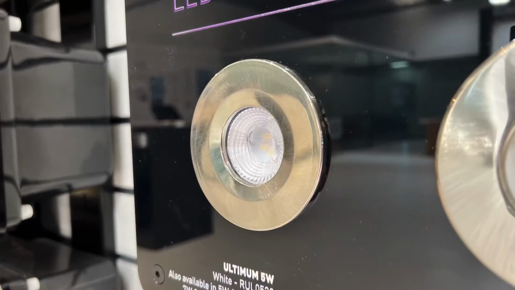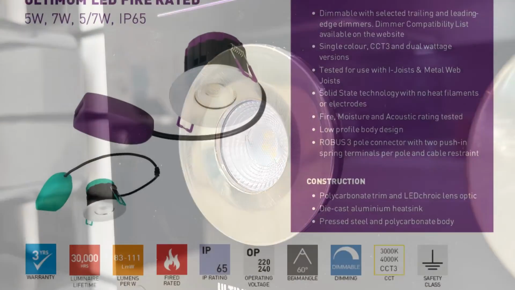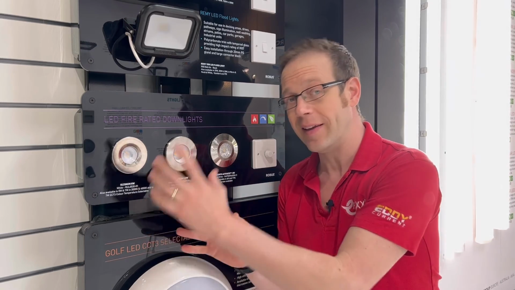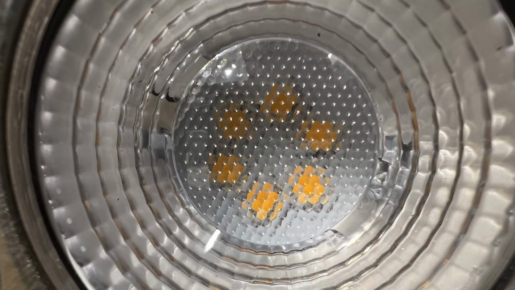You'll notice though that if we look at this light fitting from Robus, the Ultimum fire rated downlight, you'll see that its efficacy is expressed in lumens per circuit watt. This is a little different to lumens per watt because it's a measurement of how much power the fitting uses as a whole, including the internal circuitry, not just how much power the light source inside the fitting is using.